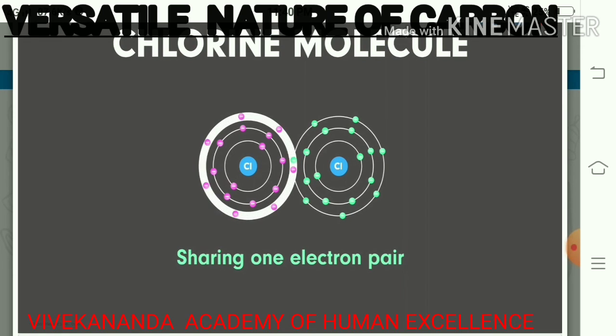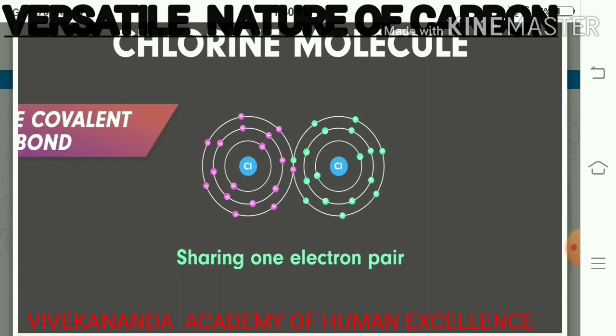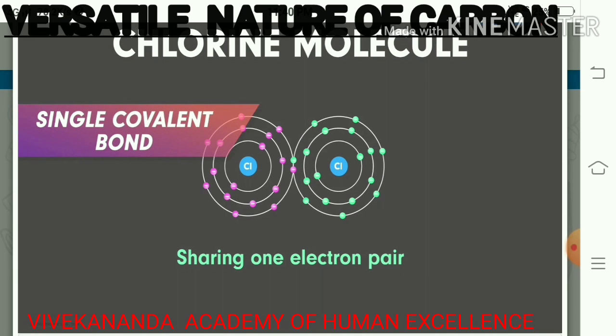Now if we look at this orbit individually, it has 8 electrons. And this orbit too has 8 electrons. Stability achieved for the chlorine molecules. This was an example of a single covalent bond.